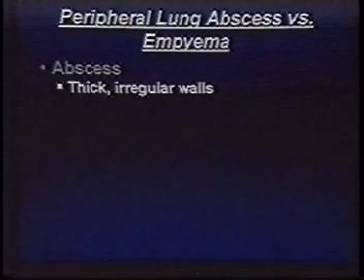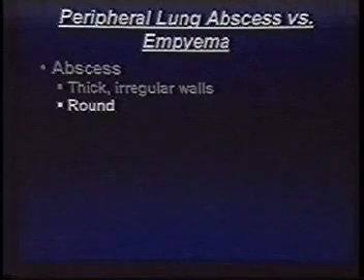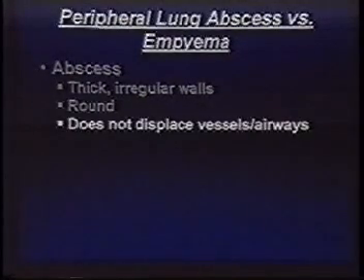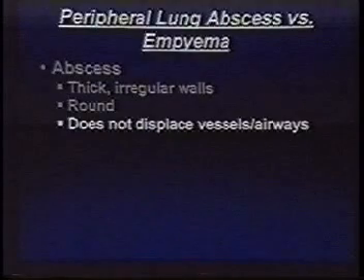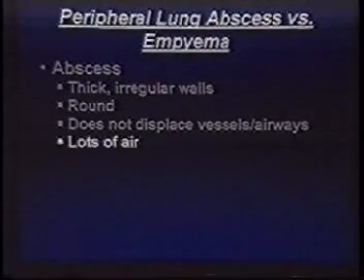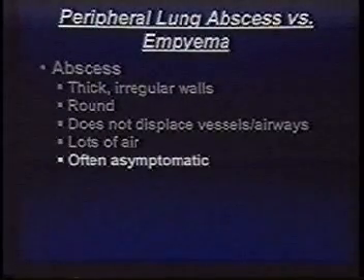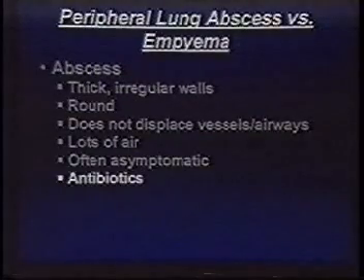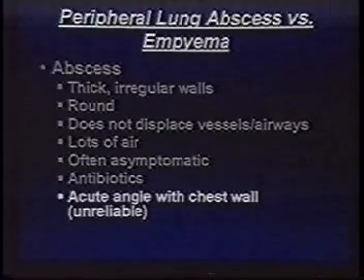Abscesses generally have thick and irregular walls, are round in configuration, don't displace vessels or airways, and contain a significant amount of air. They're often relatively clinically asymptomatic and are treated with antimicrobial therapy. These can make acute angles with the chest wall, although this is an inconsistent finding.